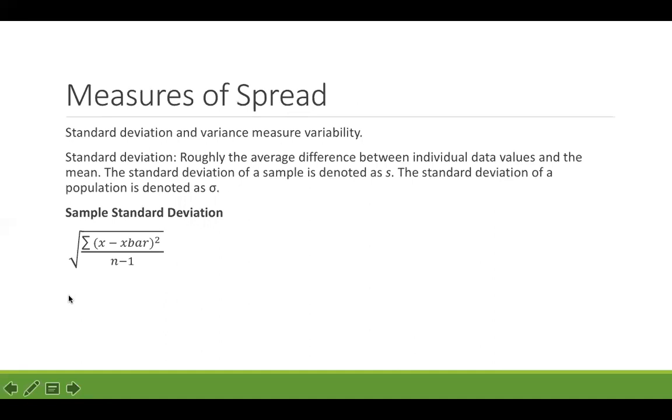Standard deviation is a measure of spread. It measures variability in a distribution. The formula for sample standard deviation is below. Standard deviation is roughly the average difference between the individual data values and the mean. The symbol for a sample standard deviation is a lowercase s, and the symbol for population standard deviation is lowercase sigma, which looks like a little o with a little tail next to the side.